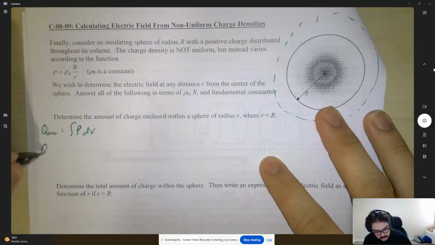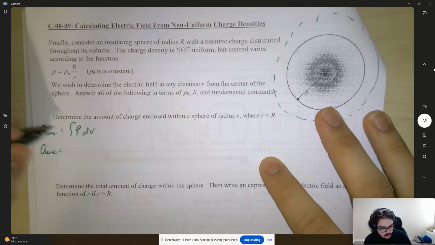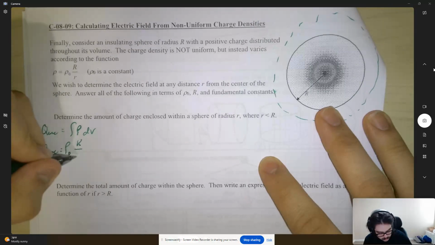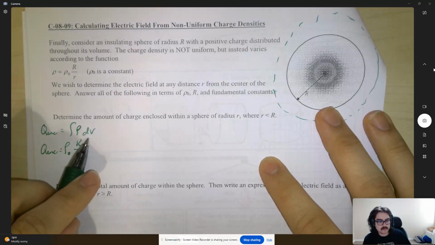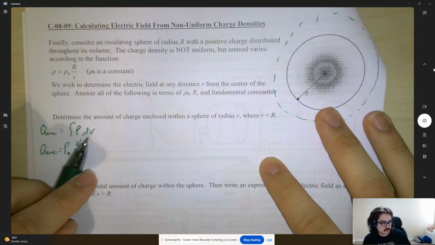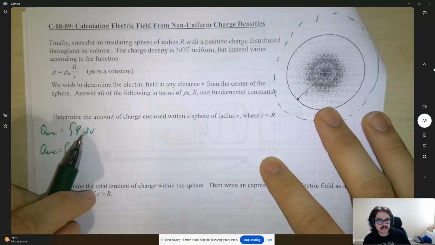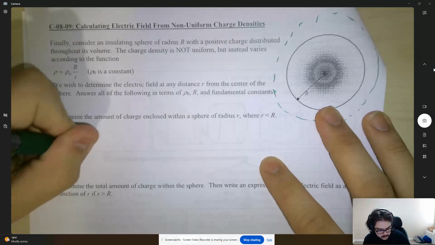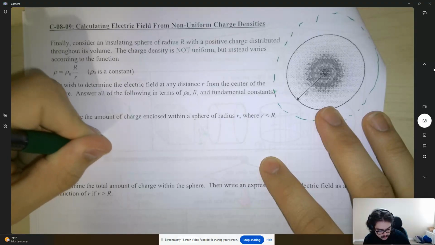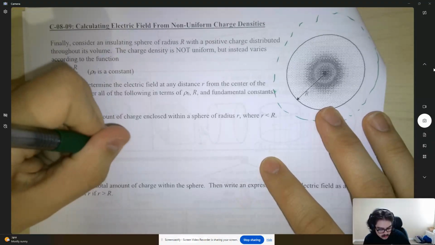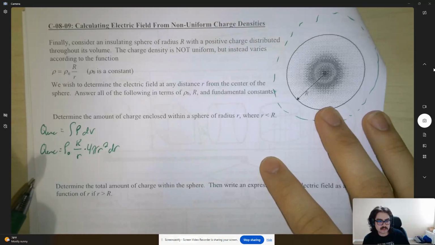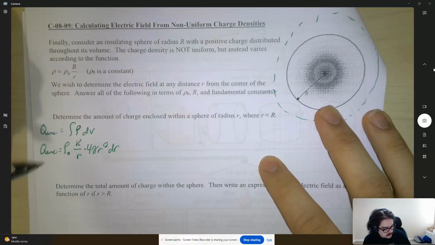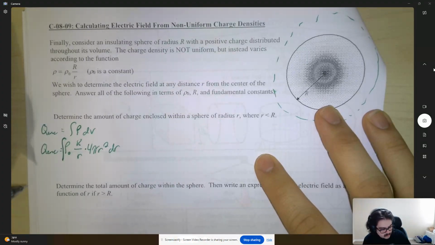So then I've got to plug in all my stuff here. This is going to be rho naught capital R over lowercase r. The volume that I'm integrating through, I can re-express as 4 pi r squared dr, because that's the surface area that we're integrating through. Sorry, I should have the integral sign in the front here.